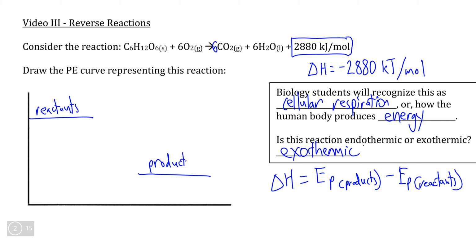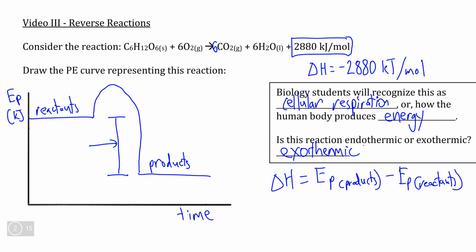Next, we need to connect these with the characteristic arch that we see in potential energy curves. And finally, we can label the axes, the y-axis with potential energy in kilojoules and the x-axis with time. Now, if we actually wanted to show where delta H can be visible on the graph, again, we take the potential energy of our products and subtract from that the potential energy of our reactants, and this difference here allows us to find where delta H is simply by looking at this graph.